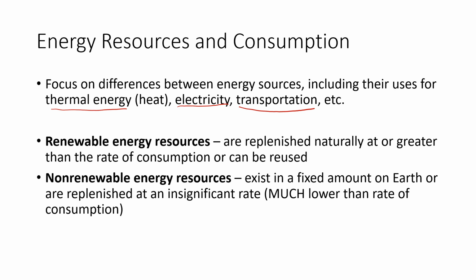A non-renewable energy resource exists in a fixed amount on Earth's surface, or it's replenished at an insignificant rate. So a fixed amount might be something like uranium. There is only so much uranium in the crust of the planet, and yes, a little bit more uranium may get deposited on the crust from the mantle via volcanic activity, but that rate is insignificant for our discussion. And the other type of this is that they can be replenished at a rate that is insignificant. That's much slower than the rate of consumption.